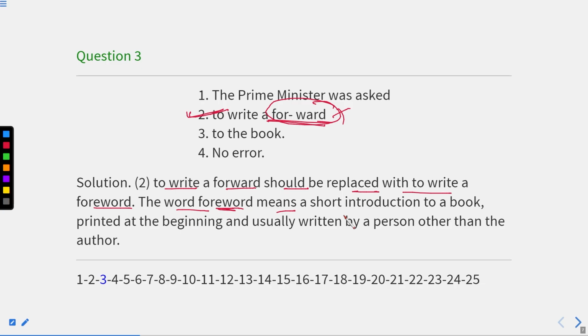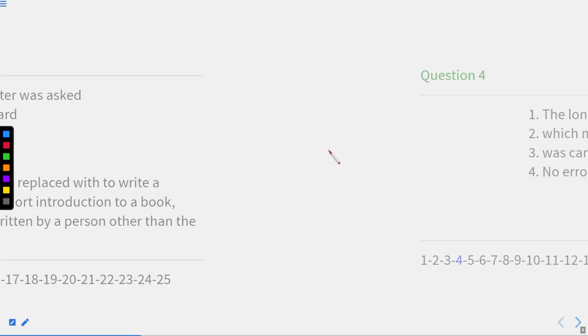The word foreword means a short introduction to a book, printed at the beginning and usually written by a person other than the author. So foreword is actually the first page of the book, which is written by someone other than the author. It should not be written by the author of the book, but by another person to introduce it. So this word forward should be replaced with the word foreword. Okay, now let us move to the fourth question.